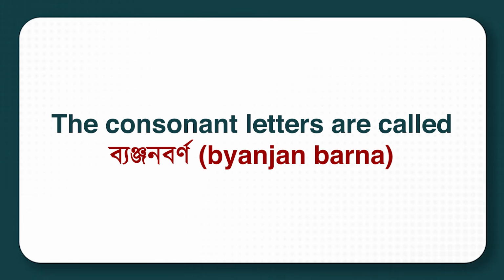The consonant letters are called Vyanjan Varna. They are Ka, Kha, Ga, Kha, Nga. Pratham Sa, Ditya Sa, Bargya Ja, Cha, Ya. Murdhanya Ta, Murdhanya Tha, Murdhanya Da, Murdhanya Tha, Murdhanya Na. Danta Ta, Danta Tha, Danta Da, Danta Tha, Danta Na.